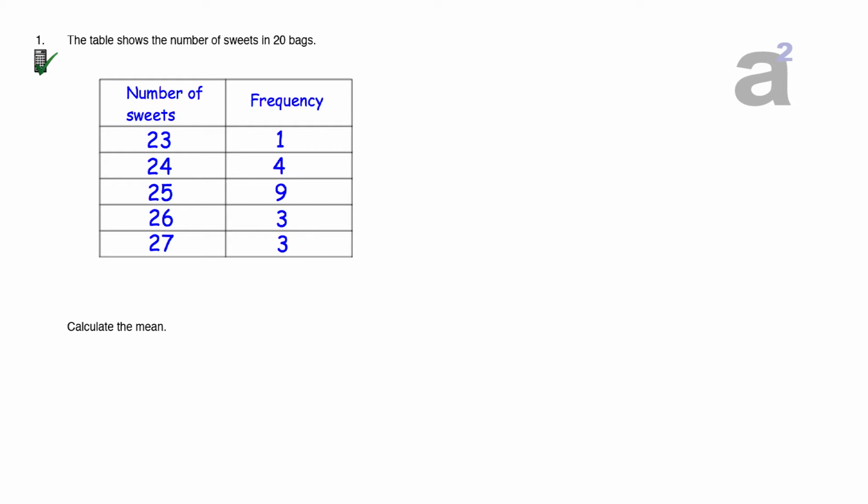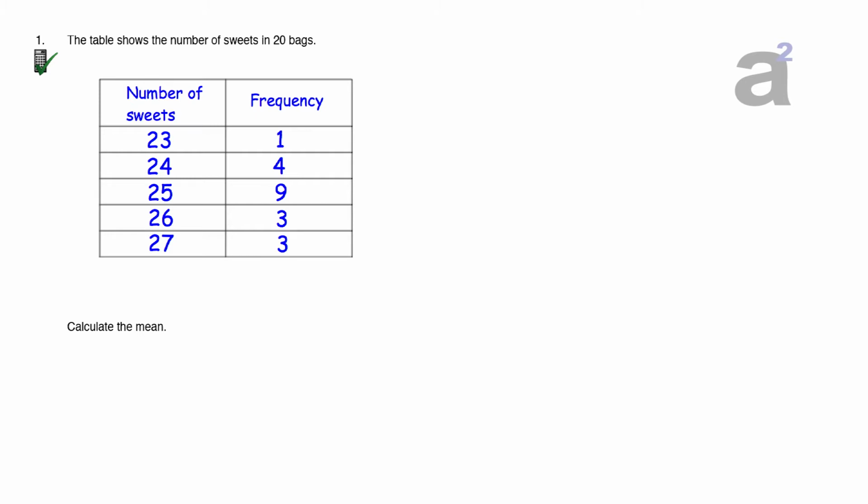So when we find the mean, we normally add the numbers. But we cannot add 23 plus 24 plus 25 because 23 is once but 24 is repeating 4 times. So when we add, we have to add 23 plus 24 plus 24 plus 24 plus 24.